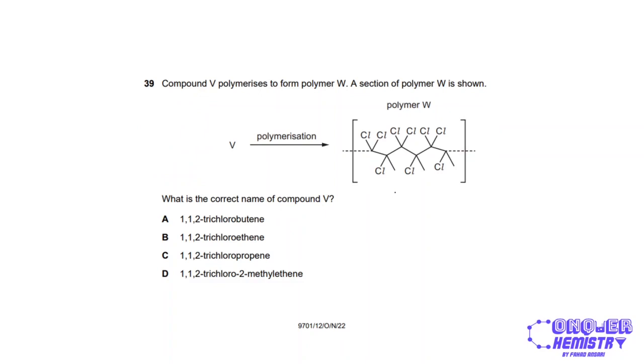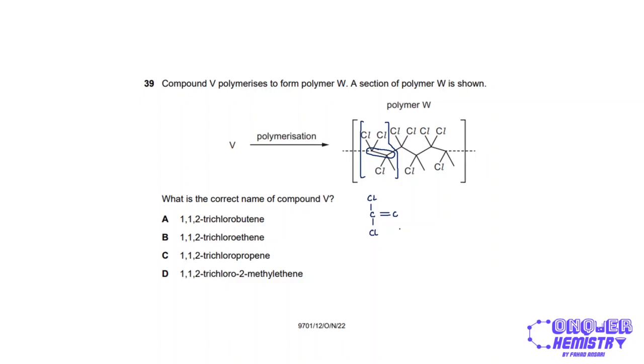So we have a compound V that polymerizes to form polymer W, right? So what is the correct name of compound V? All right, so in order to solve this question, we have two carbon atoms over here that are next to each other in the main branch of the polymer, right? So I'm going to segregate these, all right? And so we have two carbon atoms over here. You're going to form a double bond between them now, because this is the monomer we're talking about.